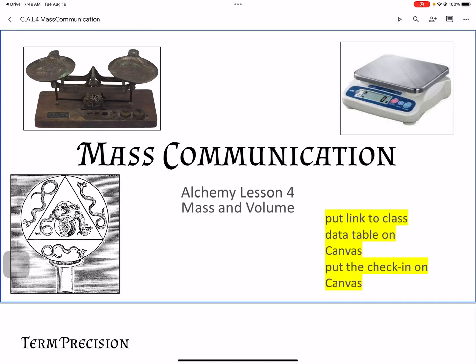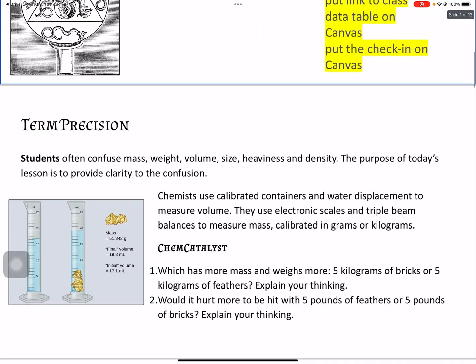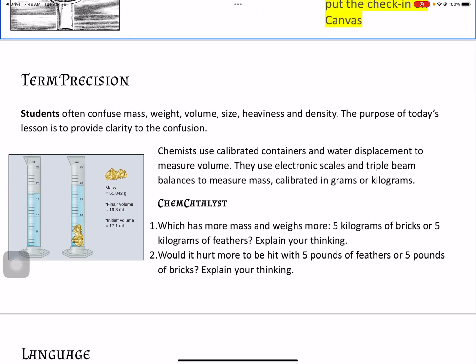Hello, everyone. Welcome to the introduction to today's lesson, lesson 4, which is called Mass Communication, and we're going to be exploring the ideas of mass and volume. So part of today is understanding term precision. Students often confuse mass, weight, volume, size, heaviness, and density. And the purpose of today's lesson is to provide clarity to this confusion and refine your understanding.